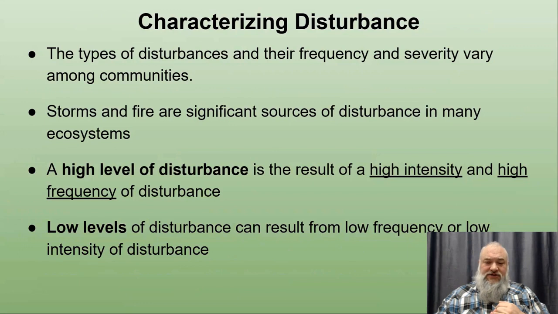So a high level disturbance is usually the result of a high intensity and a high frequency of disturbance. So something that's very destructive and happens often, like repeated devastating wildfires, which is not uncommon in parts of the West. Or low levels of disturbance can result from low frequency. They don't happen very often, and or when they do happen, they're not that big of a deal.